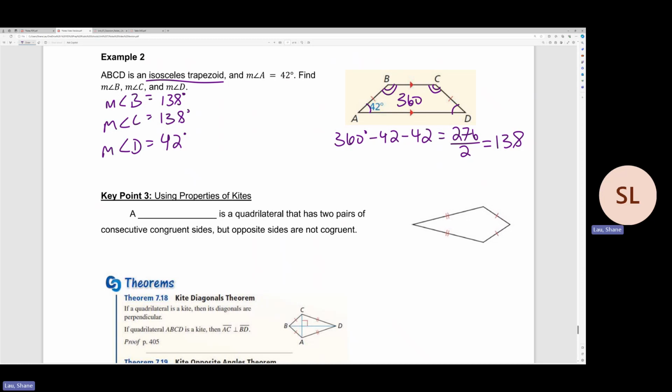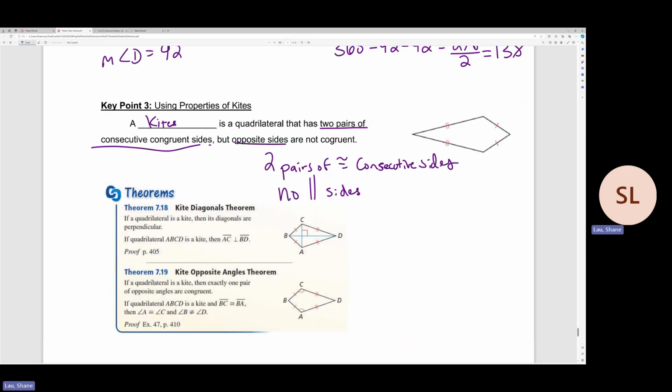Key point 3, we talk about kites. Kites are a very interesting shape. The only way to define a kite is that we have two pairs of consecutive congruent sides, but more particularly the opposite sides. It's very, very odd. So two pairs of congruent consecutive sides. And something that we should also notice is that we have no parallel sides at all.